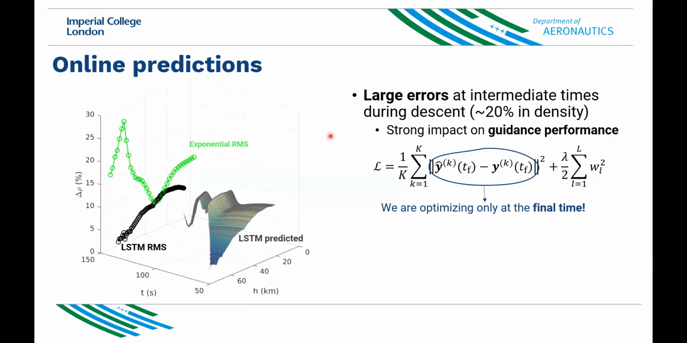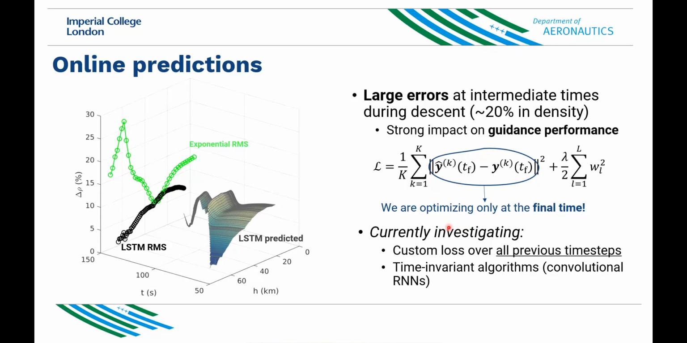And we're currently working on this. We found that by using the same algorithm to perform intermediate predictions, meanwhile, during the entry trajectory, the errors can be quite large and actually comparable to those of a simple exponential model. The reason why this happens is that the target vectors used in the loss functions are obtained essentially only at the final time.